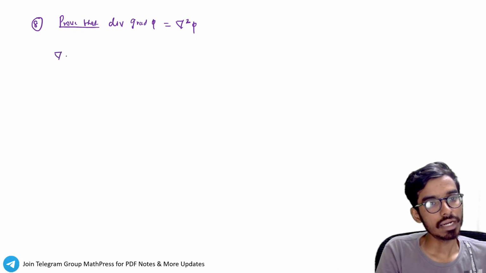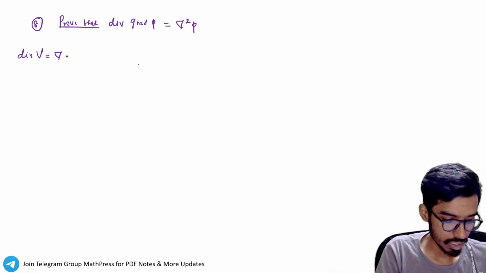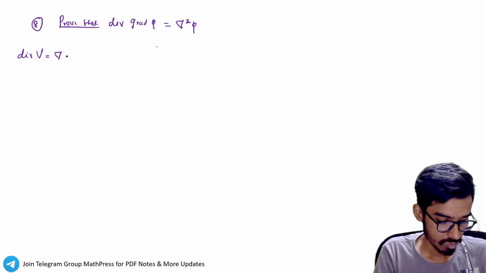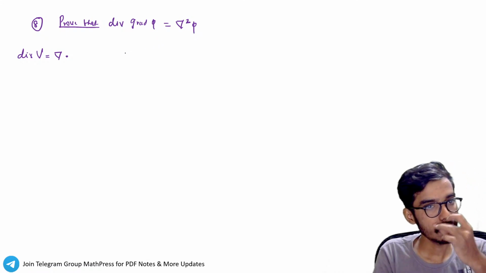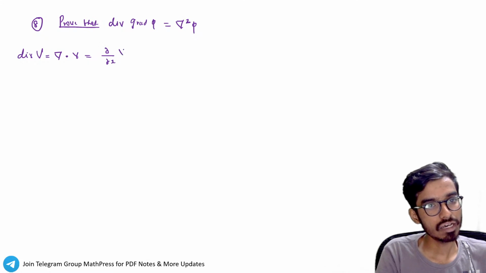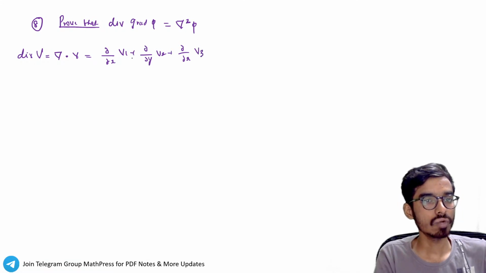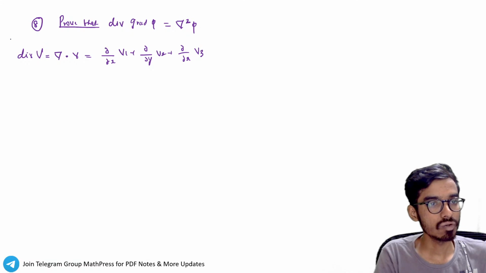Okay. Now what is divergence of B? It will be del dot B, which is nothing but dou by dou x of b1, dou by dou y of b2 plus dou by dou z of b3, right? That is, B is equal to b1 i plus b2 j plus b3 k. We know this.